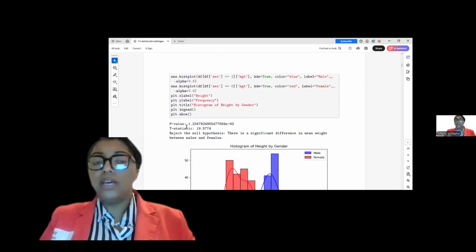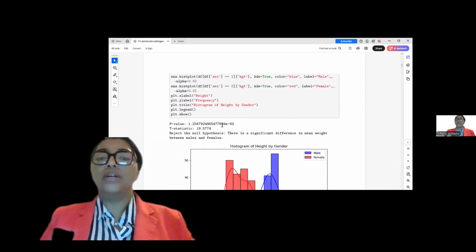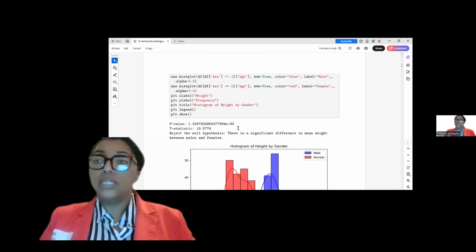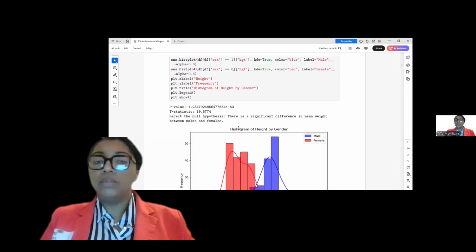So our p-value here is very, very small, and it is less than our significance level of 0.05. So we must reject the null hypothesis. There is indeed a significant difference in the mean weight between males and females.